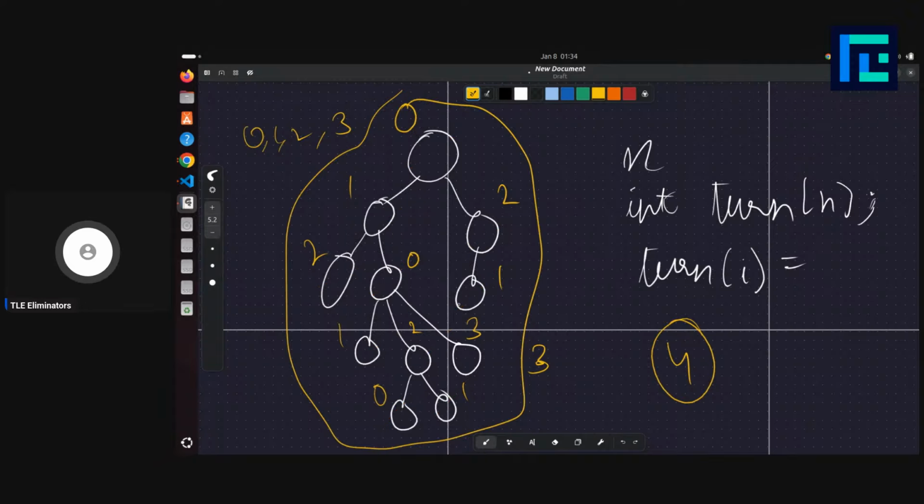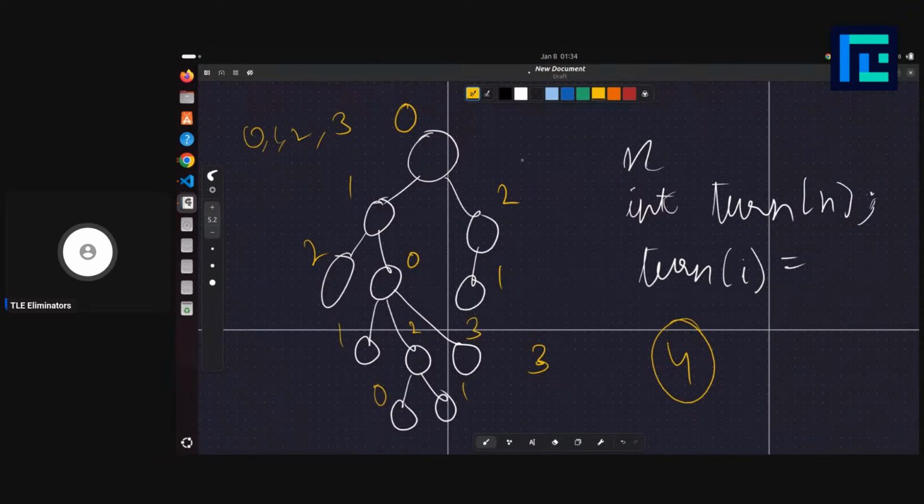But now the main question is, how do we color? What's the algorithm for coloring? Even that is not very tough. You can simply follow something that I did subconsciously right now. What I did here was I started from the top, right?